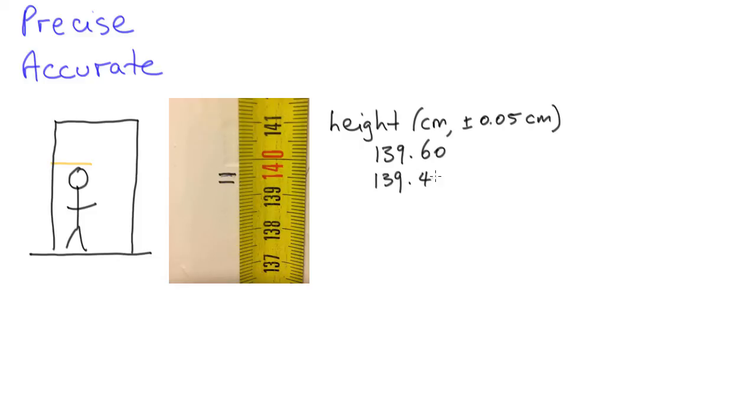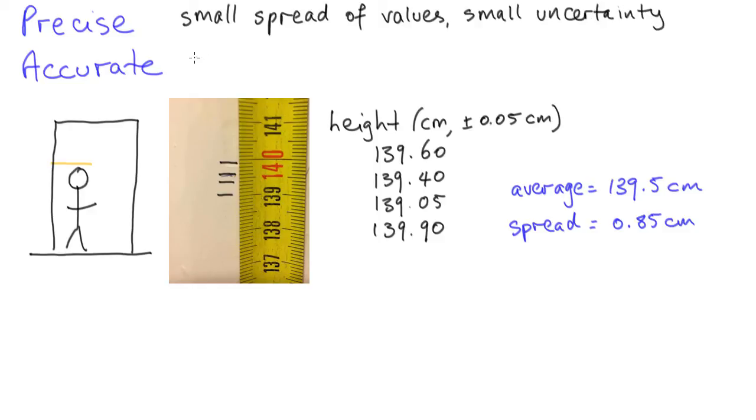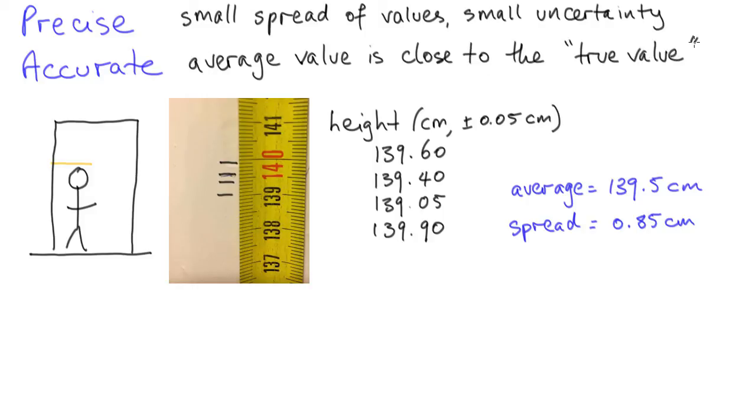As we've just discussed, when you repeat a measurement many times and use different equipment or methods, you'll probably get some variation in the values due to random and systematic errors. Now, if there's a small spread of values with a small amount of measurement uncertainty, we're going to call these measurements precise. If we take the average of all the measurements and find that it's close to the true value, then we say the result is accurate.